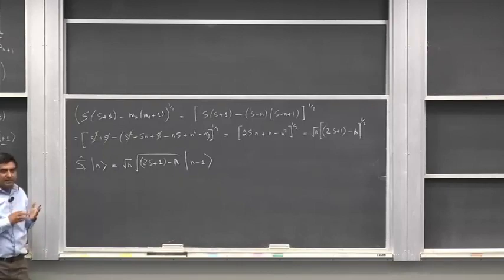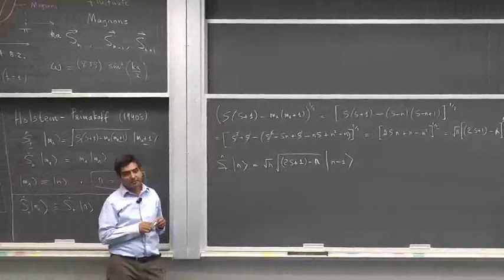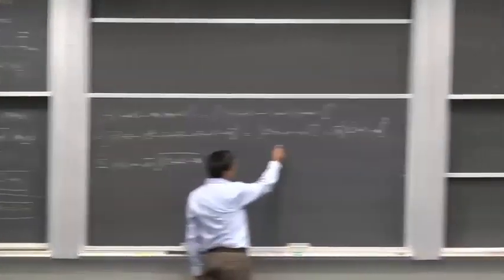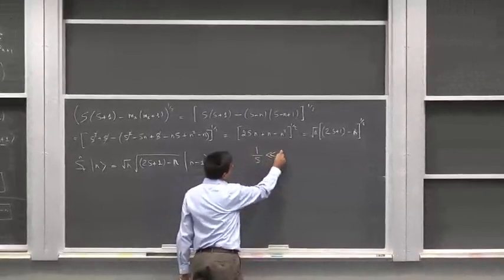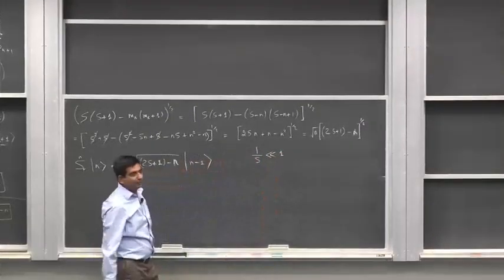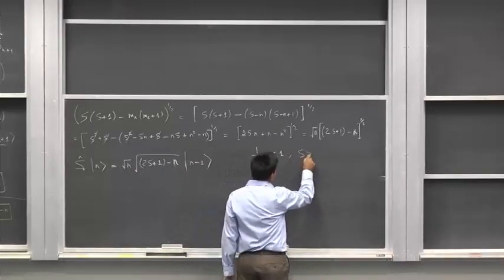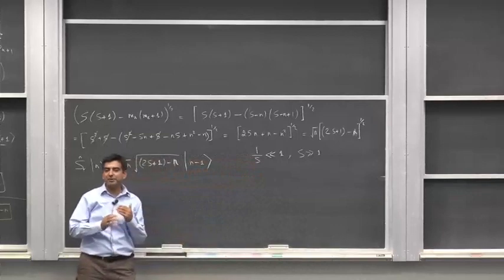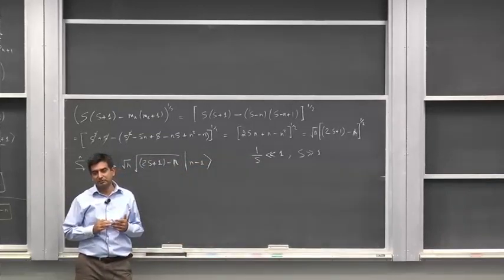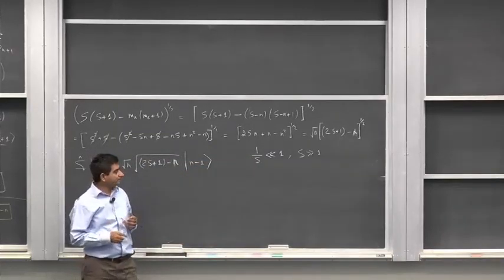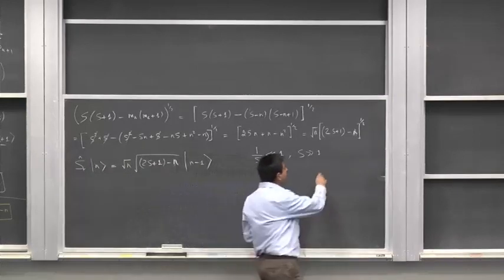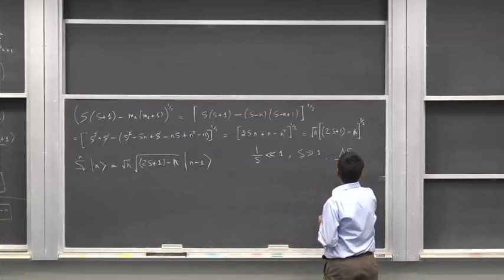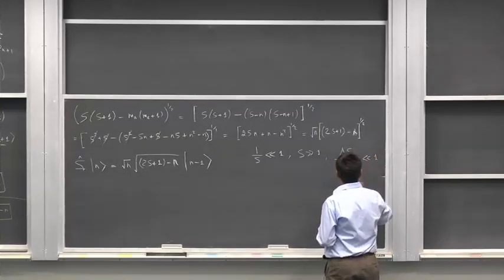Now I will make one assumption here. The assumption that I'm going to make is that 1 over s is much smaller than 1, which means that my s is much larger than 1. What does this mean? This means that the fluctuations are small. So really the fluctuations in s, which are given by delta s, the fractional fluctuations are really small.